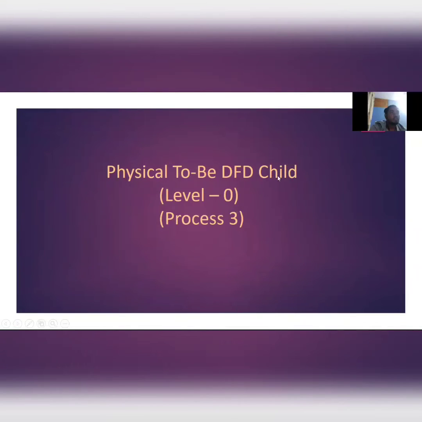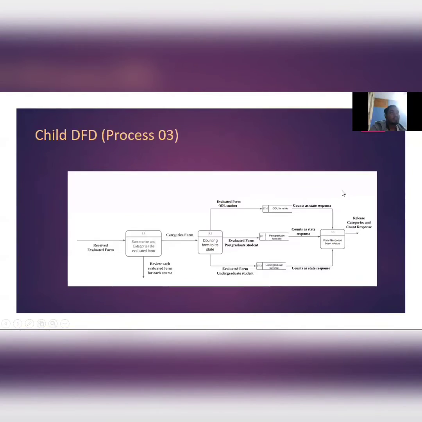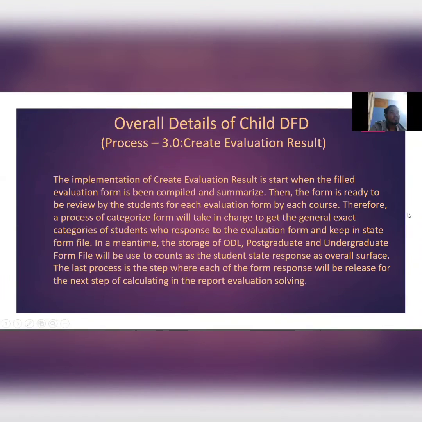Then physical DFD child diagram process 3, and here it is. And overall details of the child DFD. The implementation of create evaluation result is started when the filled evaluation form is being compiled and summarized. Then the form is ready to be reviewed by the student for each evaluation form by each course. Therefore, a process of categorized form will take charge to get the general exact categories of students who respond to the evaluation form and keep it in the state form file.